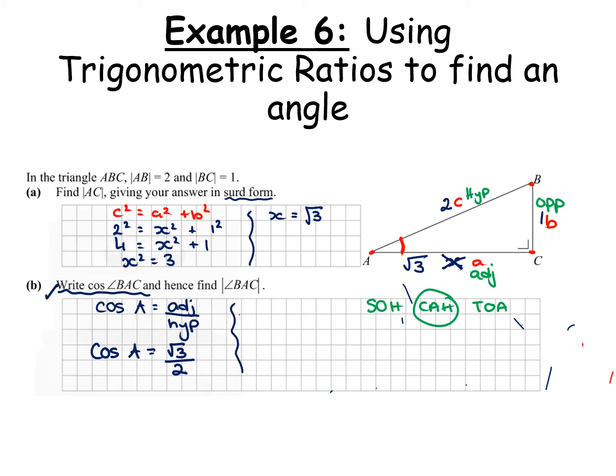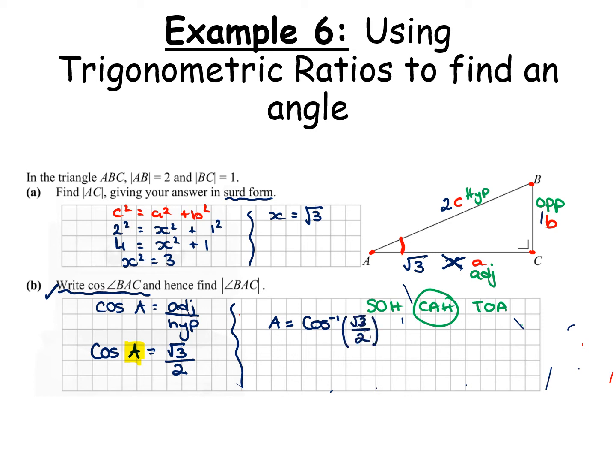And now they want us to find that angle. So I want to find the angle A. I can't put the cos of A into a calculator because I can't put letters into my calculator. So I basically want to find A on its own, knowing that cos of A is root 3 over 2. So what we use in this case are called inverses. A will be equal to cos inverse of root 3 over 2.